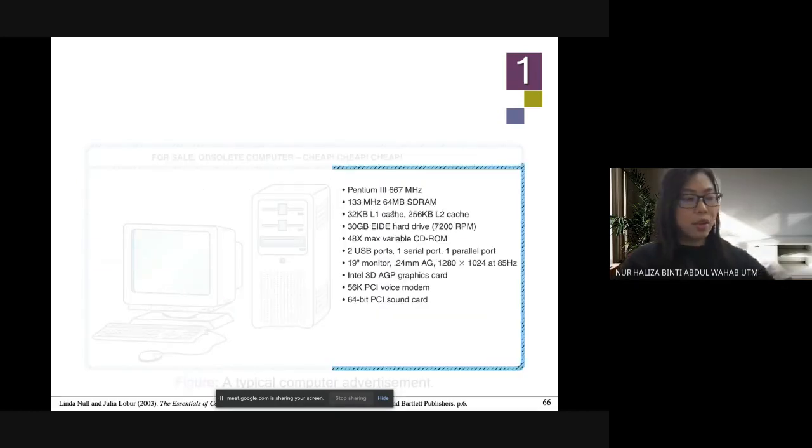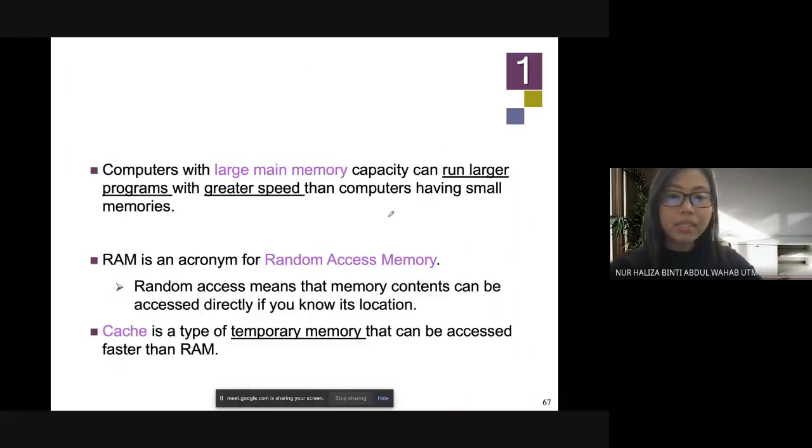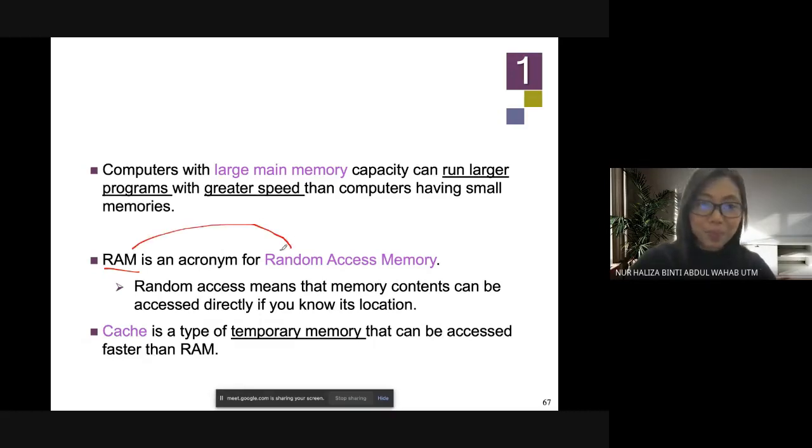This is an example of an advertisement, similar advertisements. I guess that's not too hard for you to understand because you are dealing with a computer and laptop every single day, right? So memory. Normally there is RAM, which is random access memory, and there is also ROM.